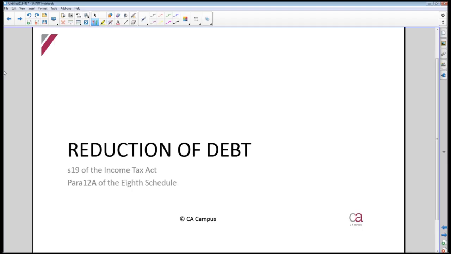In this next section, we will be looking at the reduction of debt: section 19 and paragraph 12A of the Eighth Schedule. This section is quite popular. It's still fairly new in the bigger scheme of things, and it is quite often asked as a discussion question or for some discussion points. But students tend to not have a great understanding of what this tries to achieve.